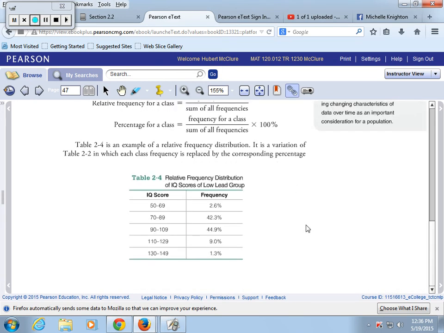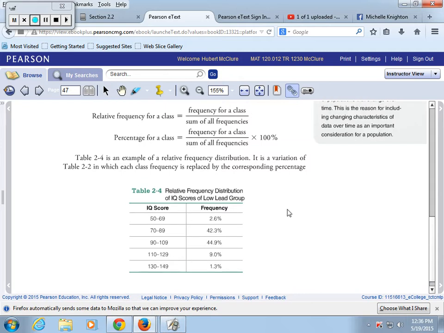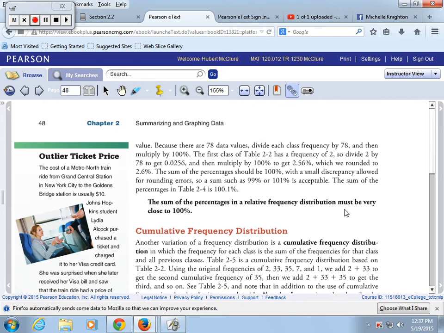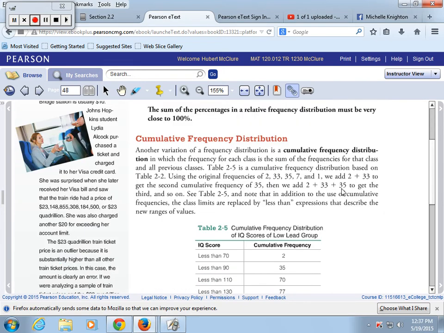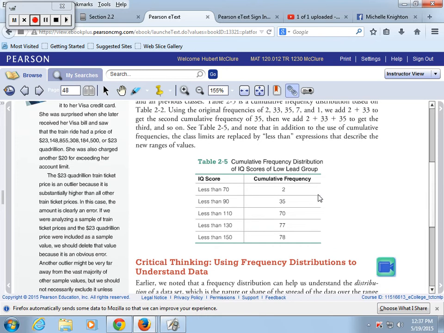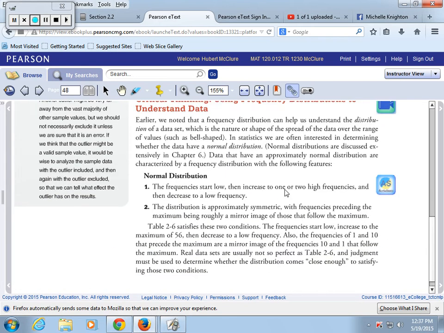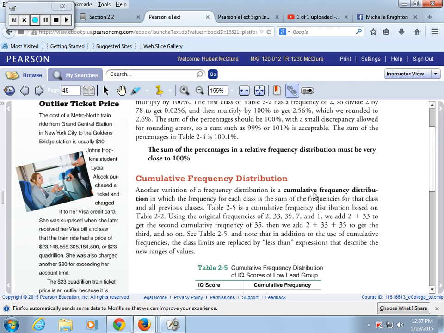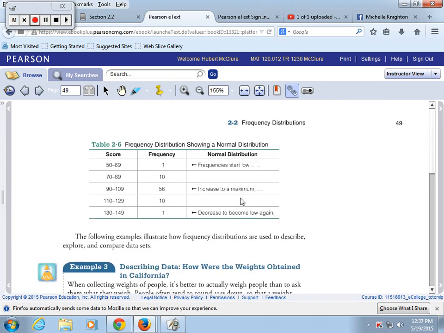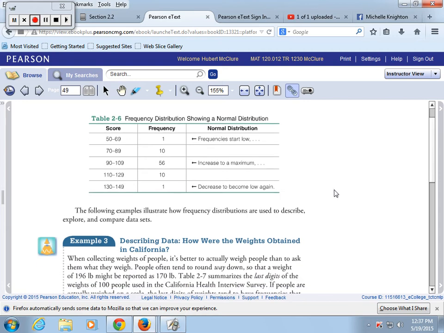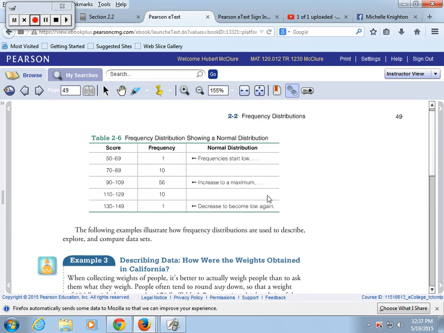Okay, relative frequency. Relative frequency is when you take the number of, well, I'll just show you. Let's take, for instance, I thought they were going to give us an example. That's not the example. Let's see, cumulative. That's cumulative. I was going to find an example of. Okay, here we go. We can do this one right here.